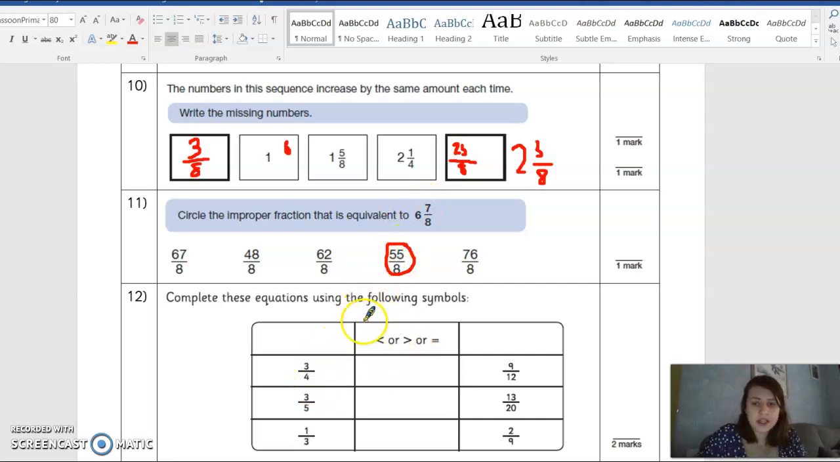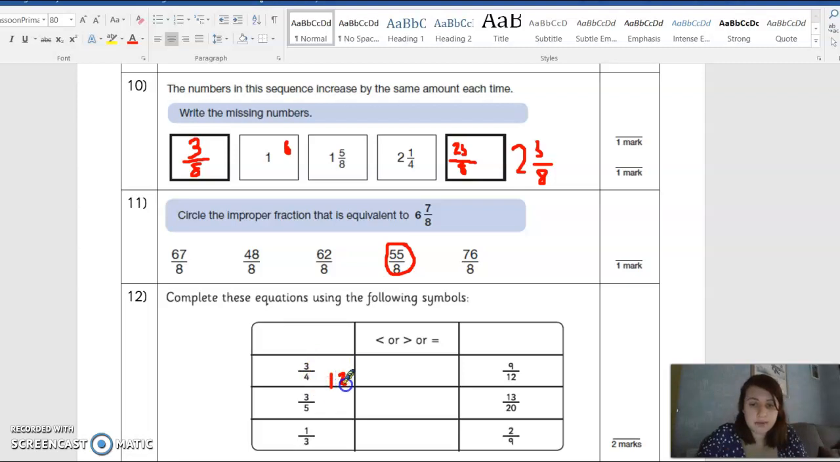And then for this one, complete these equations using the following symbols. So hopefully what you've worked out is to compare them, which is what we did at the beginning of last term. We need to convert the fractions so they all have the same denominator, because then we can really truly see if they are bigger, smaller, or the same. Now, luckily, all of these fractions easily go into these ones. So we've got 3/4. We need to work out how many 4s go into 12. So what do we times 4 by to get to 12? We've got 4, 8, 12. So we know that we times it by 3.